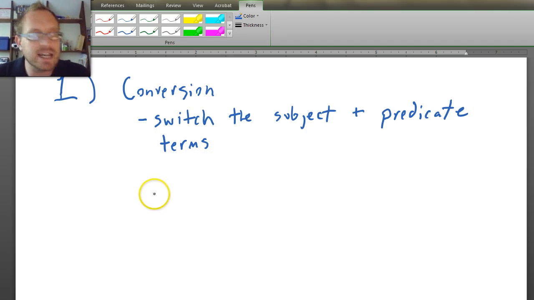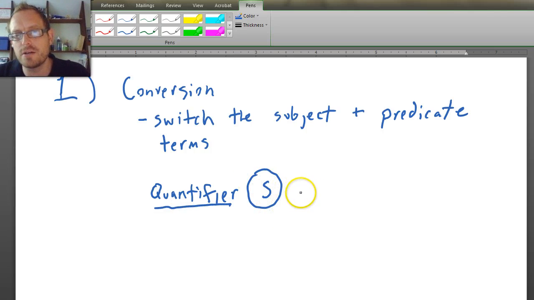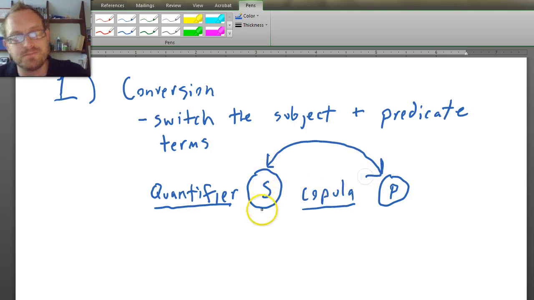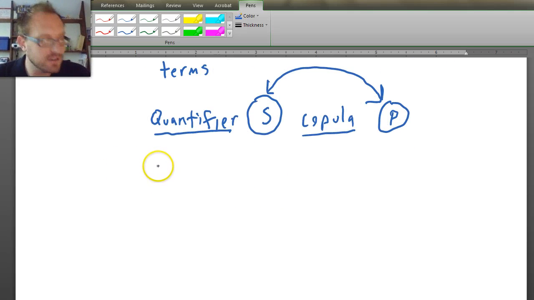Okay? So if I was going to draw a diagram of it, remember, we always have a quantifier. You have your quantifier, your subject, your copula, and finally you have your predicate. That's essentially what every categorical proposition looks like. And so to convert a statement, all we do is just switch these two around. Okay? And in fact, if you'll notice in our earlier example with an E statement, this is what you do. Now, here's the thing. When you convert a statement, it only works for E and I statements alone.